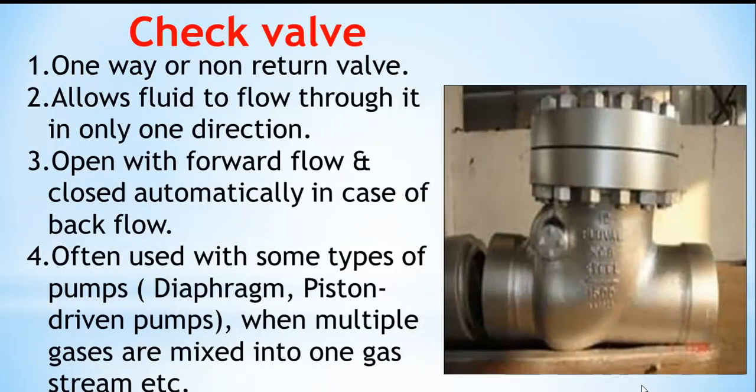Now, check valve is a very different kind of valve. It is also called a one-way valve or a no-return valve. What happens over here is that there is a flap. The flap prevents the fluid from going in one direction. It can go in only a particular direction and cannot come back. So this valve is used mainly to prevent any kind of backflow that can occur.